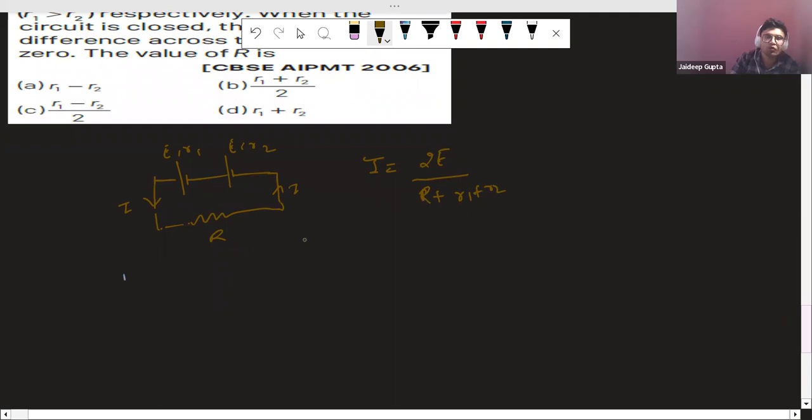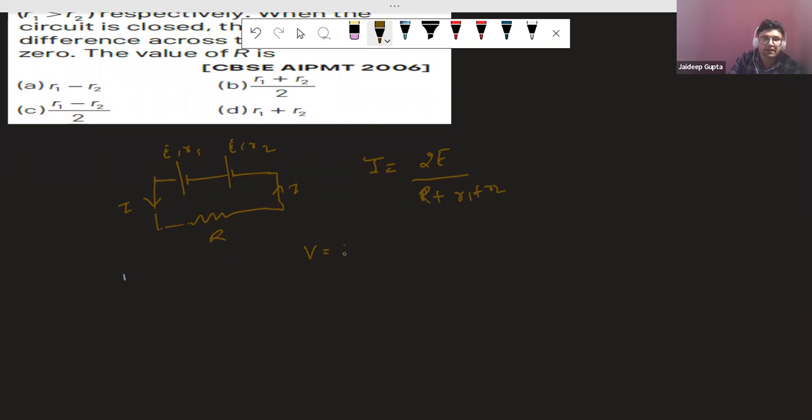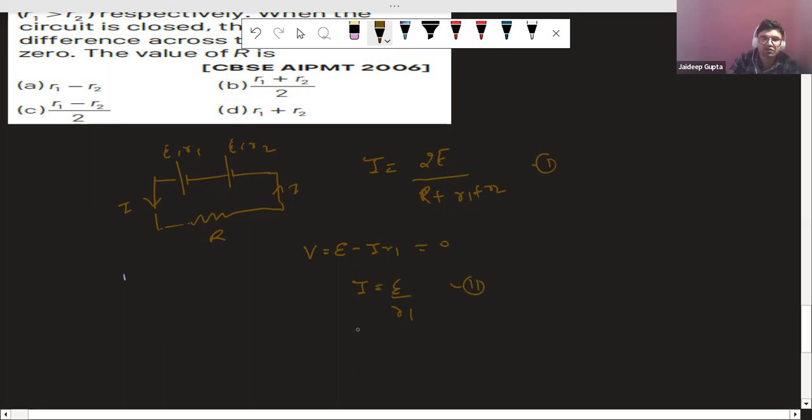Now, how to calculate the potential difference across cell 1? That is E minus I R1, which equals 0. So I equals E over R1. This is the second equation, and that was the first equation. Farhad is correct. Alan is also correct.